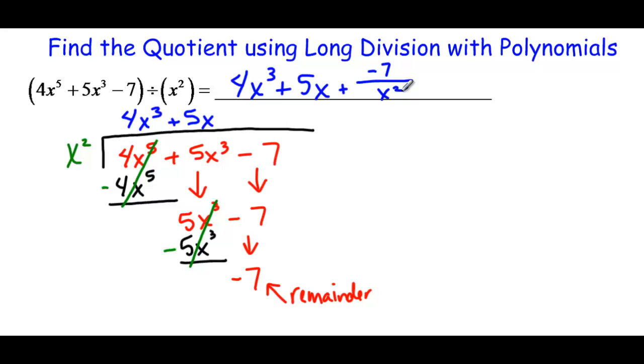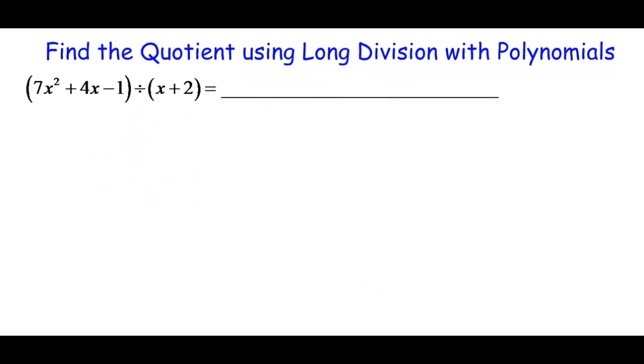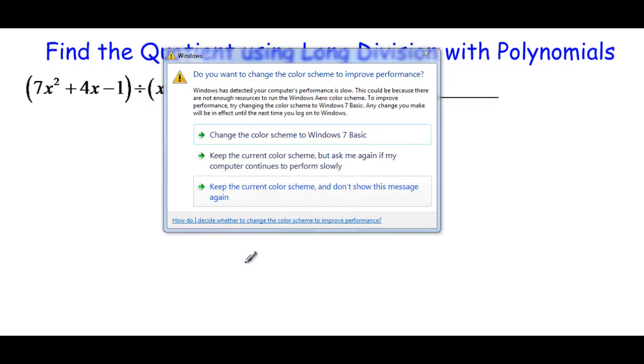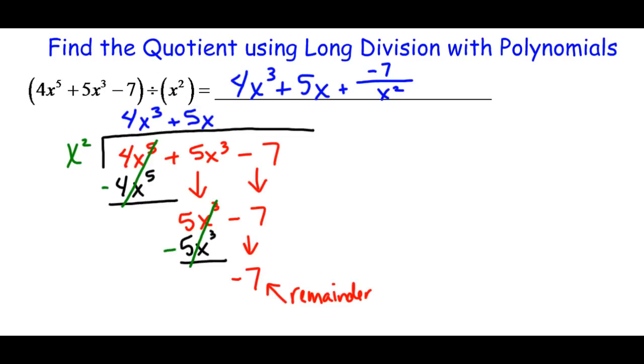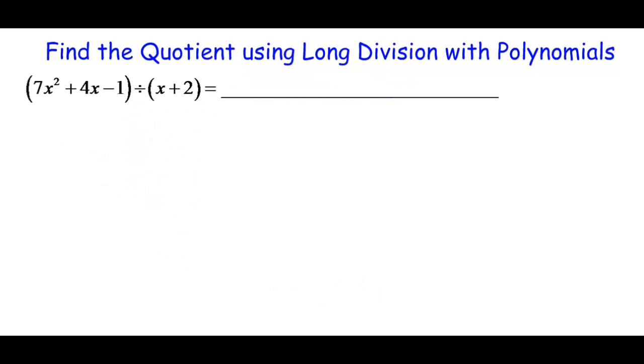To check, if you had extra time, you would always take your answer, multiply it by what we were dividing by, and we should get back our original answer. So let's try another example. Let's go on to our next example.